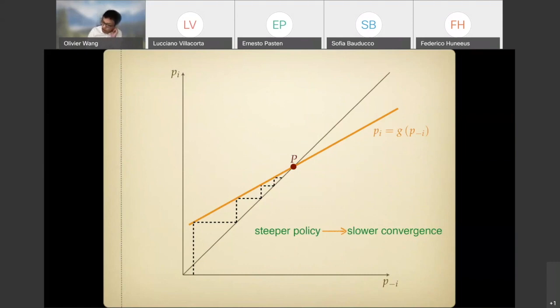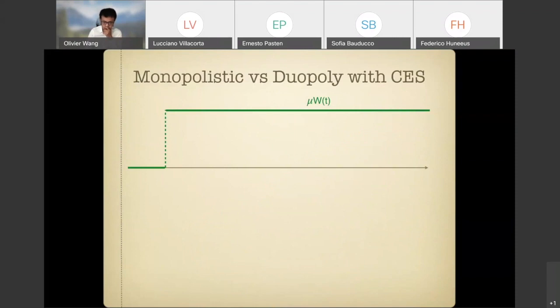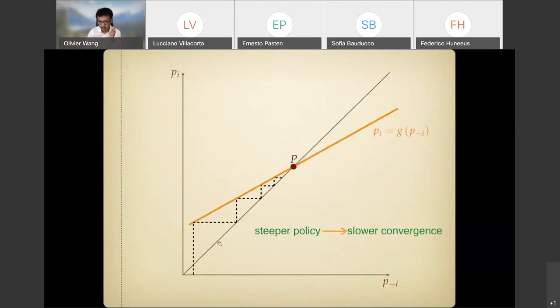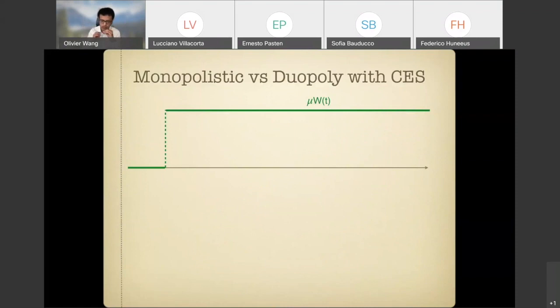Okay? So now what we need to understand to really have a formula for that is what are these slopes? So I'm going to show you a formula that gives us these slopes as a function of micro objects. But just to give you another graphical depiction of the convergence process, just a different way to view it: with monopolistic competition and CES demand, after the monetary shock, I want to set my price equal to the markup times the nominal cost. And so the nominal cost has jumped. So the nominal wage has jumped. And I have these markups.